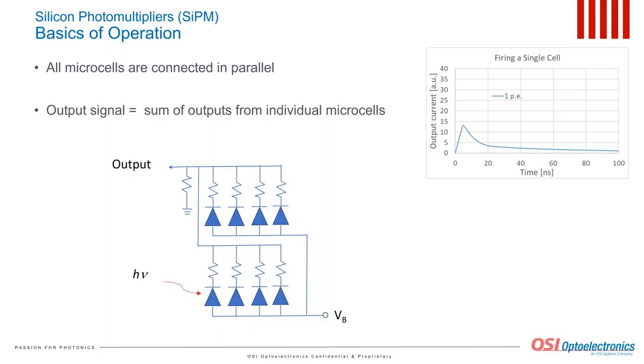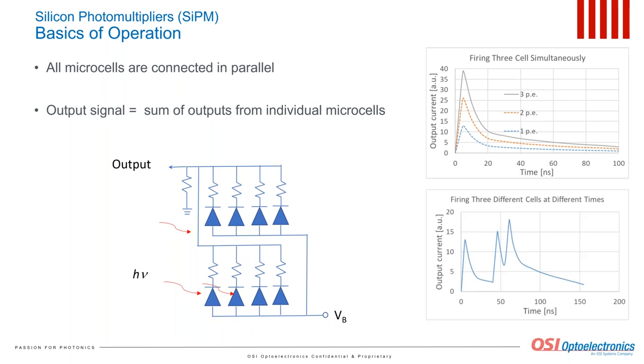If two photons arrive simultaneously, they will fire randomly two microcells, and the output current will be with a twice larger amplitude. In a similar fashion, three photons arriving simultaneously will fire three different microcells, creating the output current 3 times larger than the signal from a single photon. If the incoming optical flux contains 3 photons arriving at different times, then the output current will have 3 peaks spaced in time accordingly.